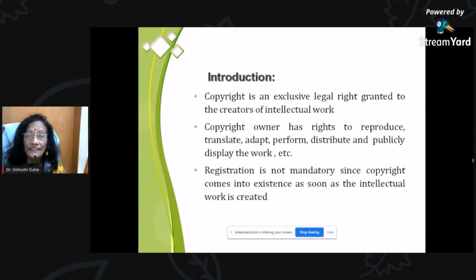So once I have created, my copyright starts. But once I register it, I prohibit others from using it. That means once I register it, it becomes my legal right. When I create, copyright exists, but my legal right to it does not exist. Is it okay? Am I okay? I would attract some questions later on, of course.